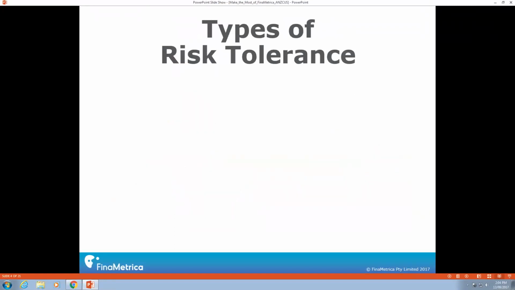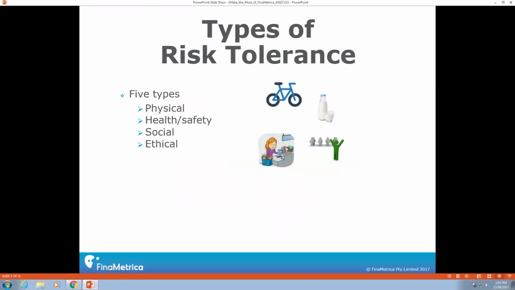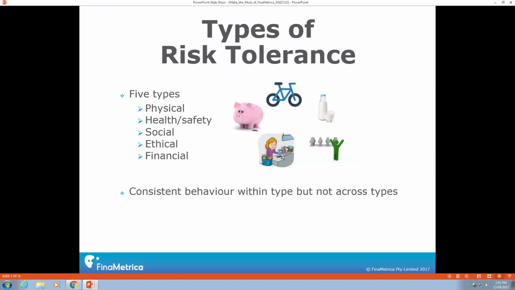There are actually 5 types of risk tolerance. Research has shown that there are physical risk tolerance, health and safety, social risk tolerance, and ethical risk tolerance. Obviously, what we're going to concern ourselves with today is financial risk tolerance. People behave consistently within type, but not across types. So someone who takes physical risks, such as going bungee jumping or mountain climbing, may not necessarily take the same level of risk in their financial decision making.